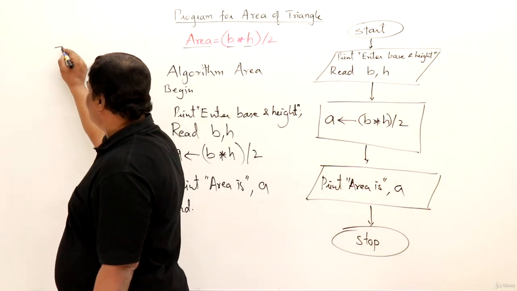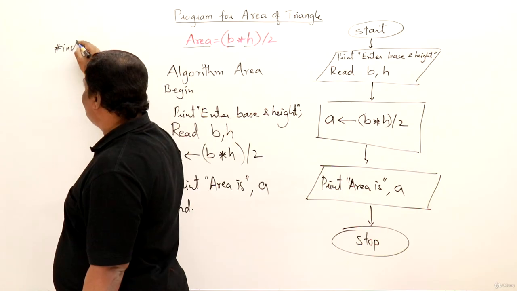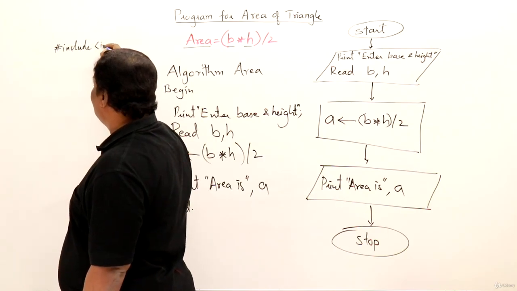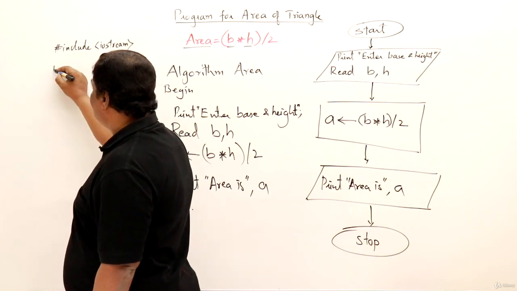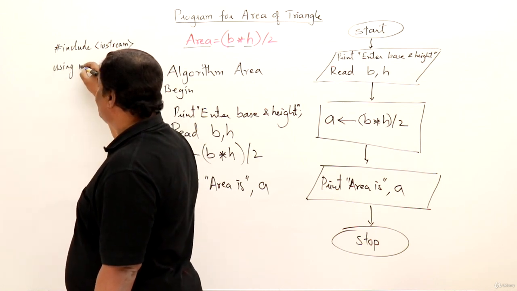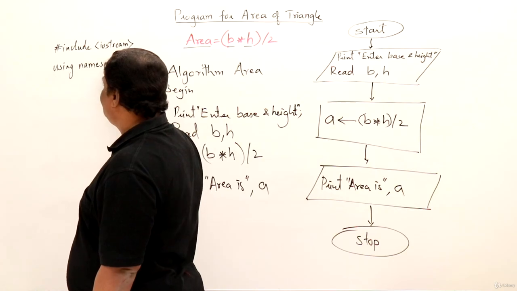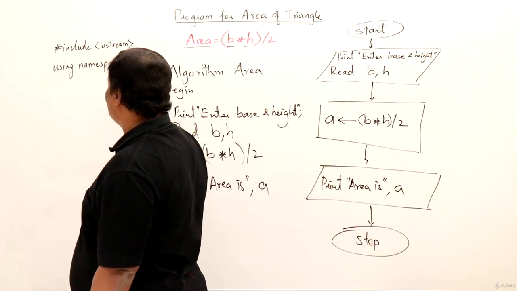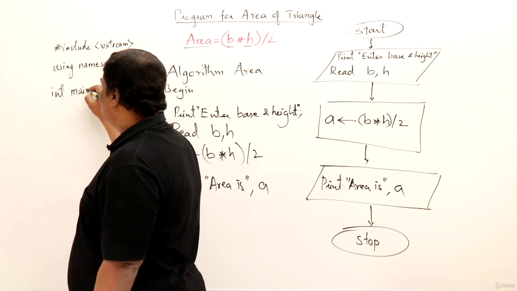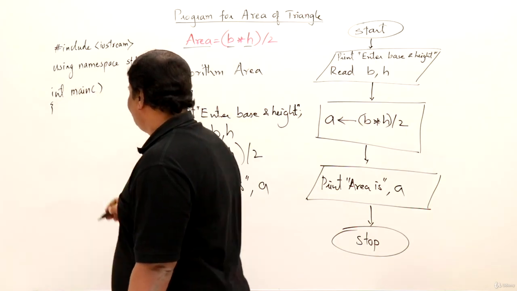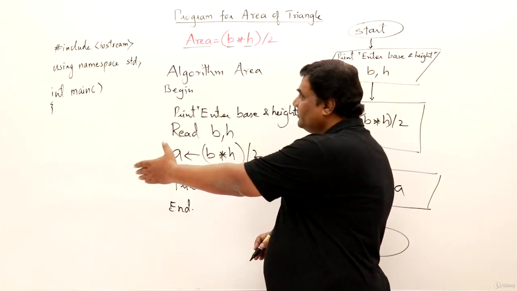So first thing is hash include. I should include a header file, that is iostream. Hash include iostream. Then using namespace std, I have to write down. Then the next thing is int main function. Now let us convert this algorithm to a program.